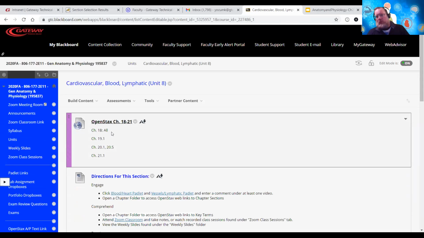So chapter 18, blood, pretty much the whole chapter. In chapter 19, you really just want to focus on 19.1, which just talks about the structures of the heart. And then chapter 20, which is what we're getting ready to do now, you want to look at 20.1, which is just going to go through the basic structural differences of the three blood vessel types. And there are a few subtypes that we'll get into.